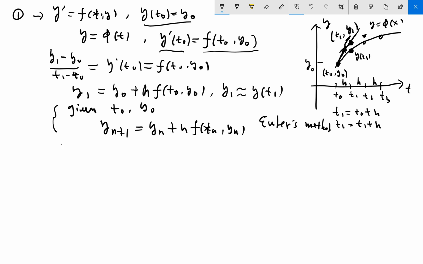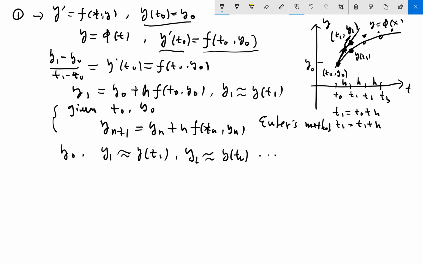By doing this, you start with y0, then you find y1. You can find a bunch of y's, but you need to know what they are. y1 gives you an approximation of y evaluated at t1. Then you can find y2, which approximates y evaluated at t2, and so on. So after you do Euler's method, we find a bunch of y's. They give you approximations of your true solution at given points. So this is Euler's method.